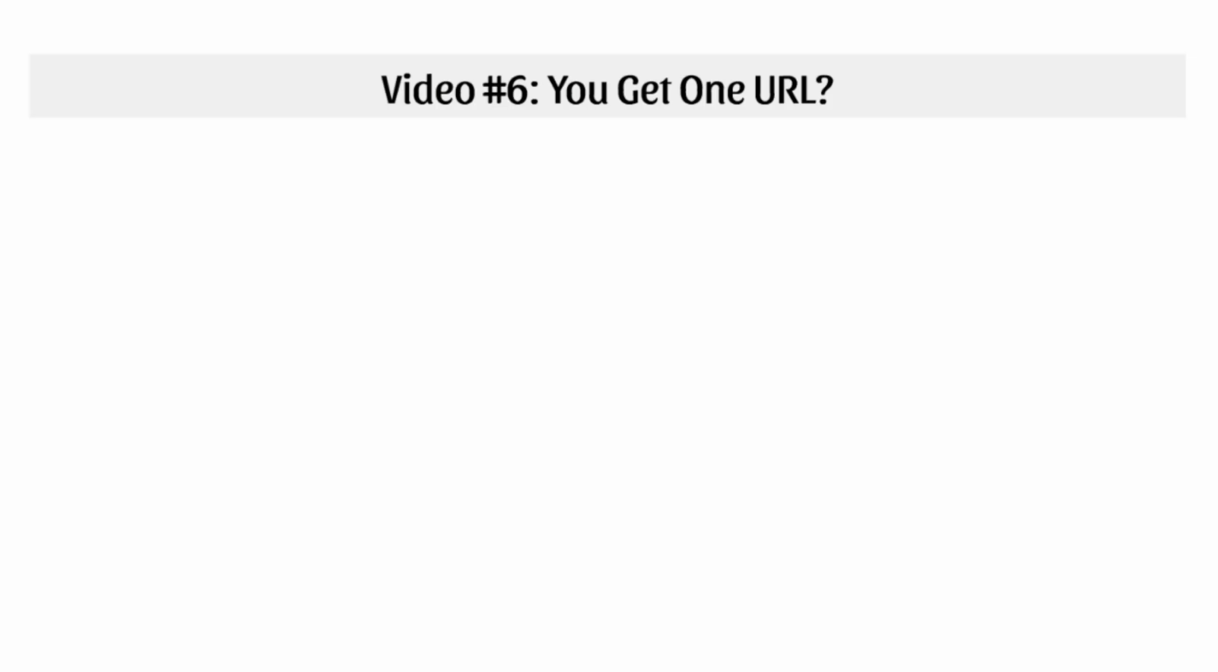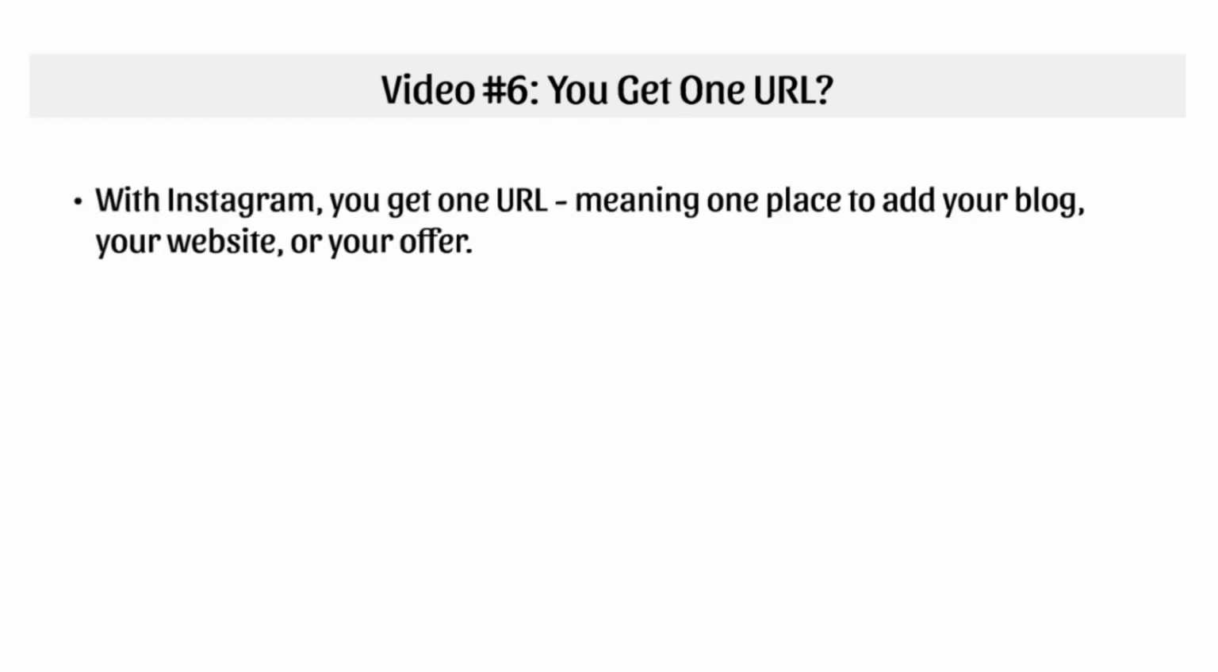It's called You Get One URL. So that's the reality with Instagram, you get one URL, meaning one place to add your blog, your website, or your offer. It's not like Facebook where you can create a post every single time and put a URL directly to your offer. You get one URL, so you've got to choose it wisely. So the question is, what URL should you use?